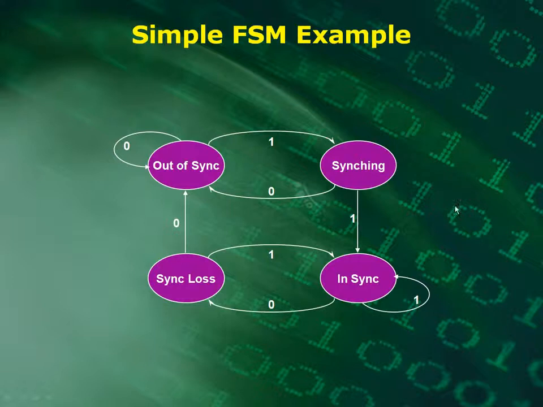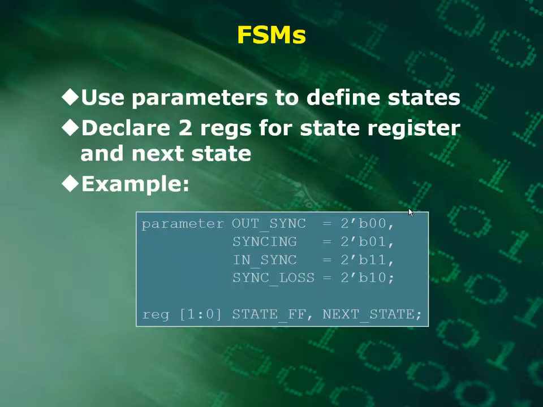So here's a simple finite state machine example. Here we have 4 states, and if we have some input that's a 0, we stay in this state. Otherwise, if we have a logic 1 for the signal, then we go to this state. When we're in this state, if we have a logic 0 on some signal, then we go back to this state. Otherwise, if we have a 1, we go to this state, and so on. So this would represent a state machine.